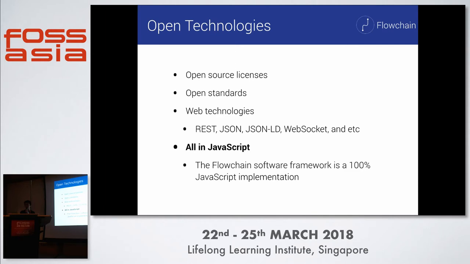Especially, the whole architecture is designed with open standards. We use web technologies such as REST API, JSON objects, and JSON databases such as LevelDB and MongoDB. And interestingly, the source tree is all in JavaScript. I want to ask you a question about this issue. Did you know why Flowchain was implemented in JavaScript?